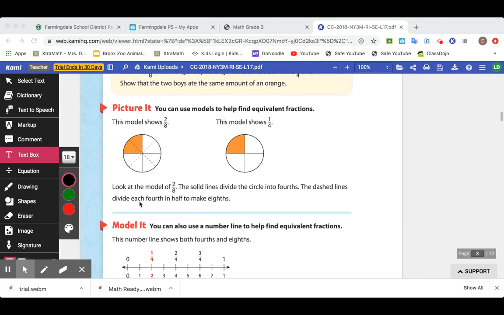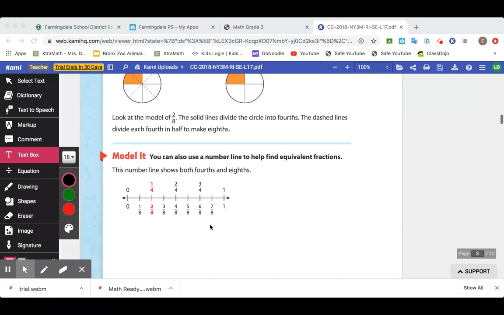So it says, look at the model of 2/8. Okay, so we're going to look here. The solid lines divide the circle into fourths, and the dashed lines divide the fourth into half to make eighths. So if you see these solid lines, see here and here, isn't that the same as what we have here? And this shows fourths. And it's like we took the fourths and cut again to make the eighths, and those are the dashed lines.